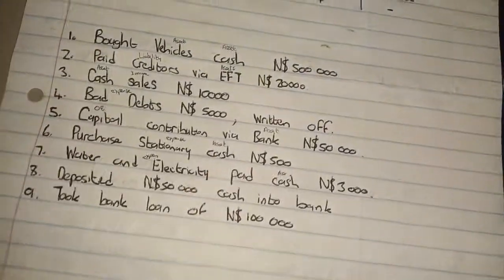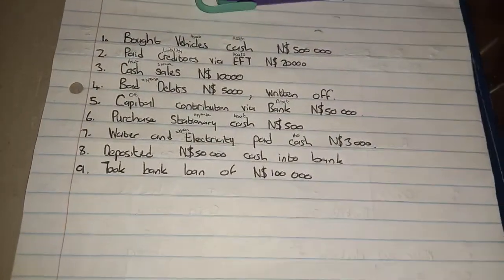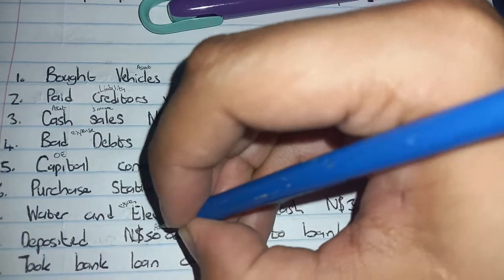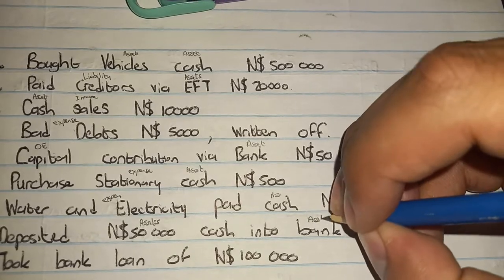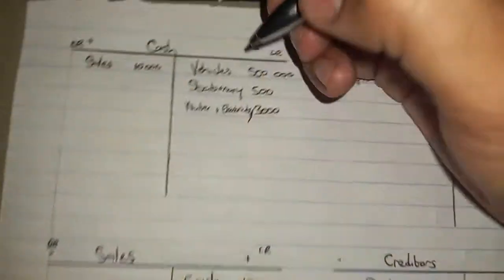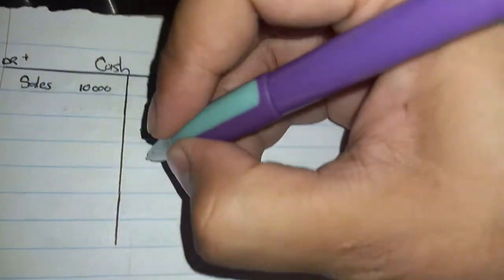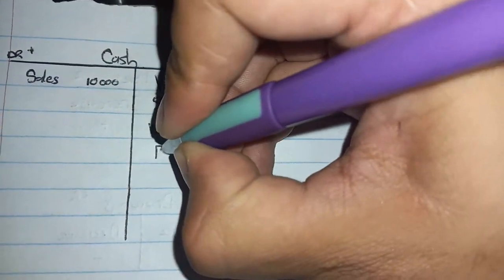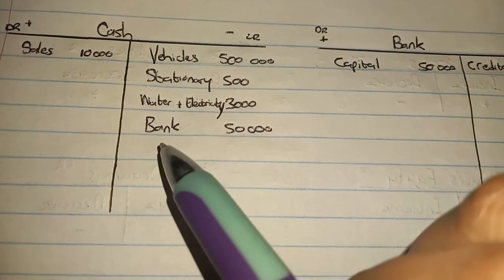Last two, almost done. You deposited 50,000 Namibian dollars cash into the bank. So this is actually both assets. You took the money that you had on hand, the 50,000, and you deposited it into your bank account. So your cash decreases by 50,000 Namibian dollars. And then what caused it to decrease? Your bank. Because you took the money and you went to deposit it into your bank account.